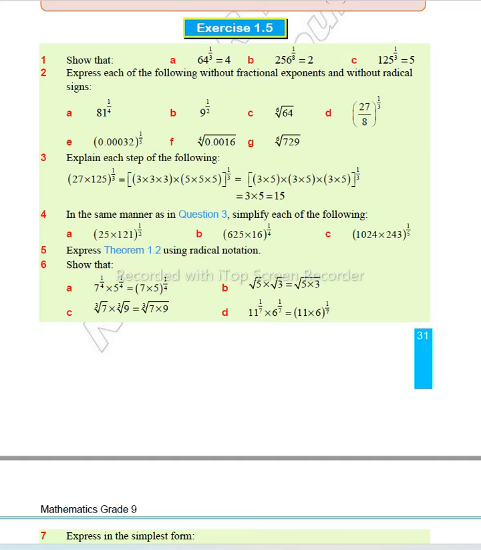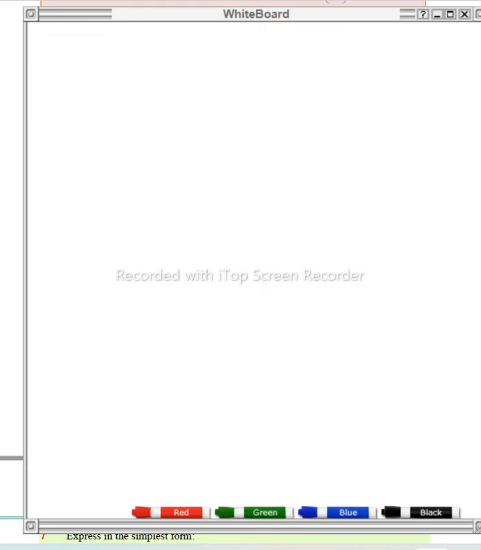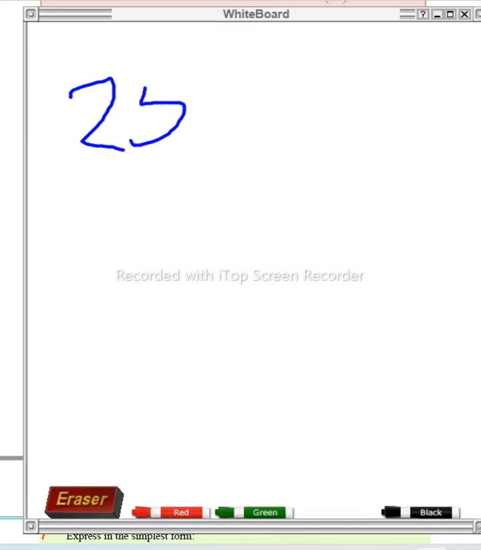Question B says 256 to the power of 1 over 8 is equal to 2. Let us show this. We have done question letter A, now we do question letter B. Question letter B says that 256 to the power of 1 over 8 is equal to 2.